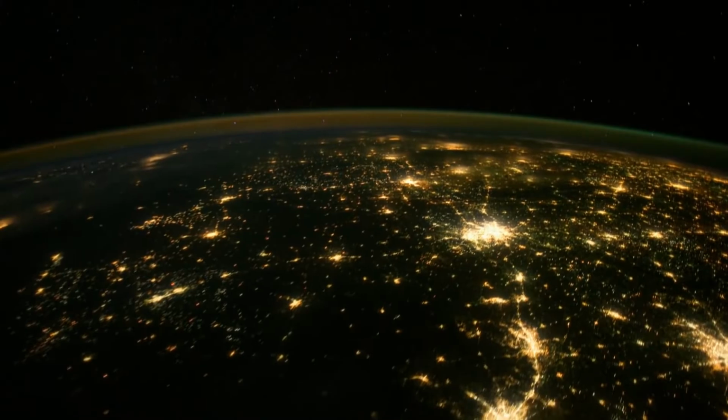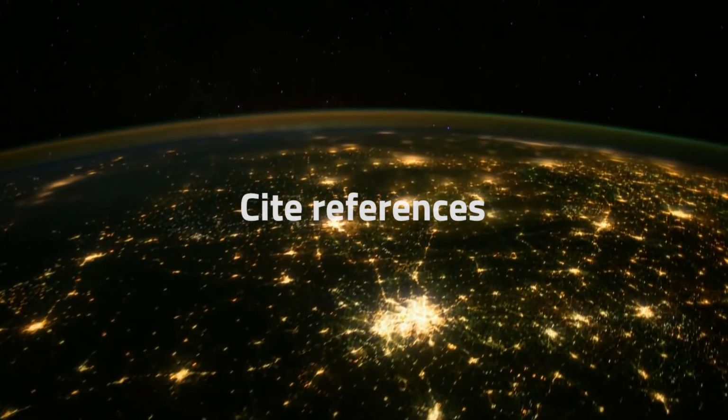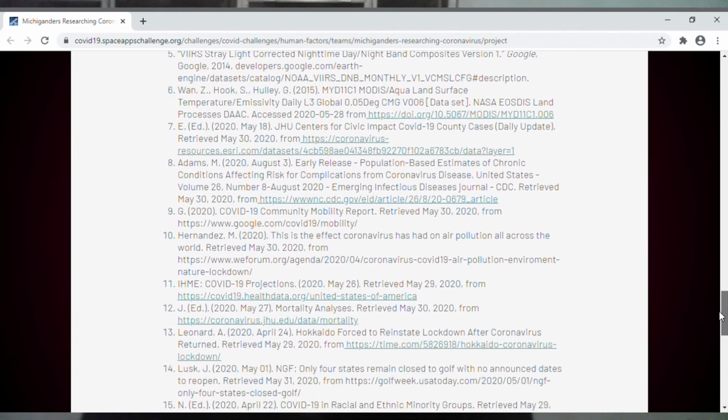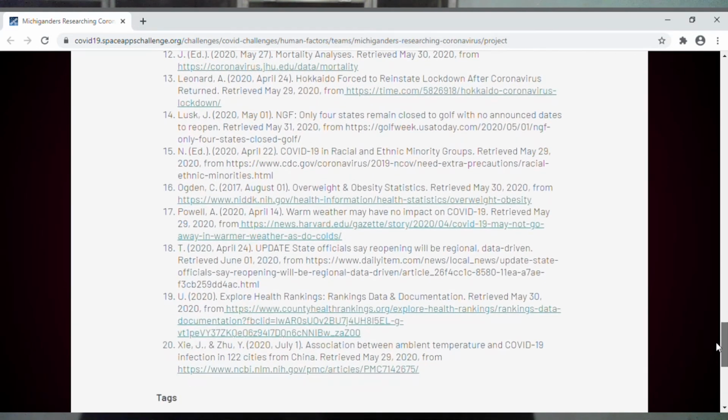Number 4, cite references. When we use data and resources, it is always the result of the work of somebody else. It is important to give recognition of their work by citing references so that we could come back to their work if there's a need for more information.